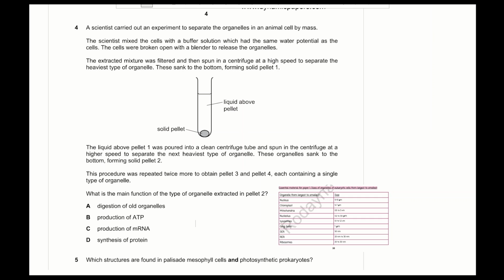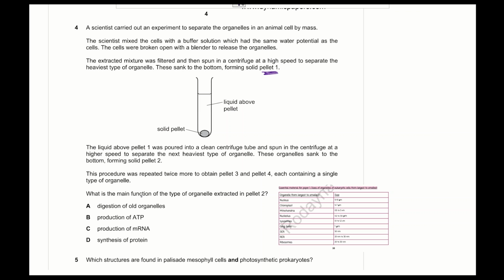These sank to the bottom, forming a solid pellet 1. The liquid above pellet 1 was poured into a clean centrifuge tube and spun in the centrifuge at a higher speed to separate the next heaviest type of organelle. These organelles sank to the bottom, forming solid pellet 2. This procedure was repeated twice more to obtain pellet 3 and 4, each containing a single type of organelle.